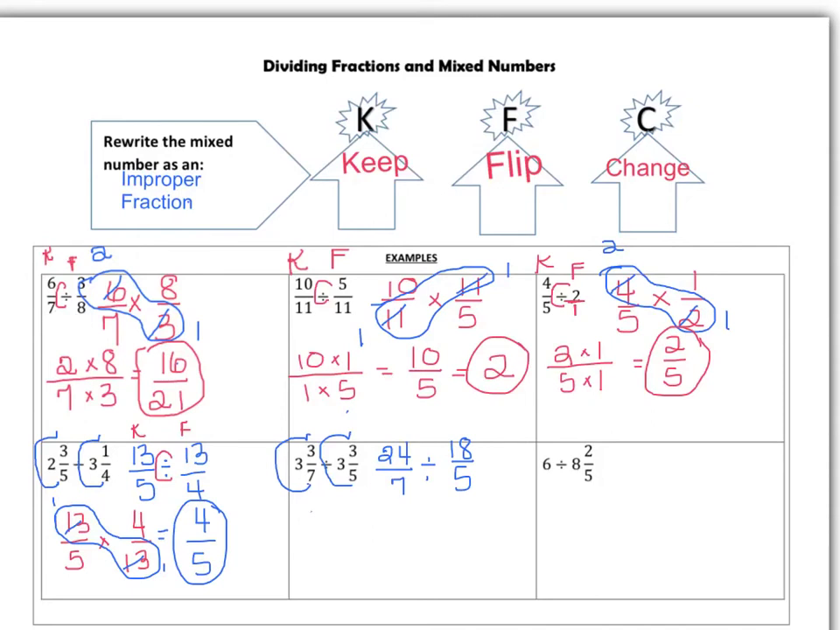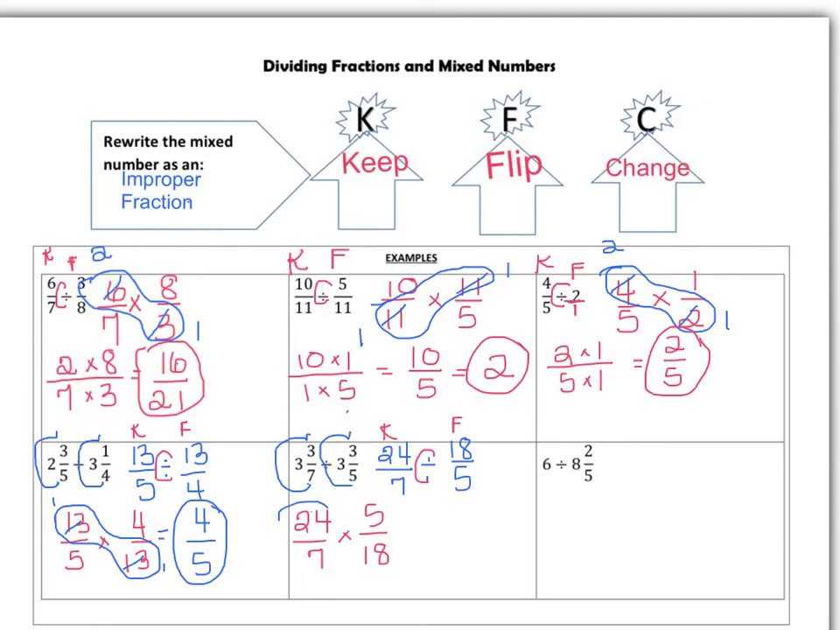Now division's going to try to be all difficult. You've got to take the second fraction and find the reciprocal. So KFC. Keep the first, 24/7. Flip. I keep saying that. Flip the second. So flip 18/5 and make it 5/18. Change that division to multiplication. And then I look to see if I can cross reduce.